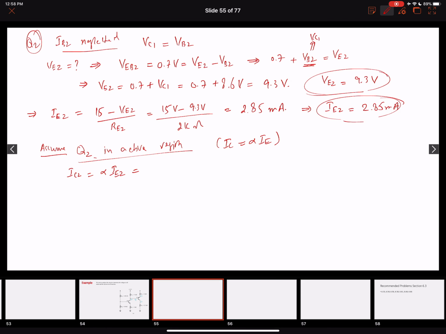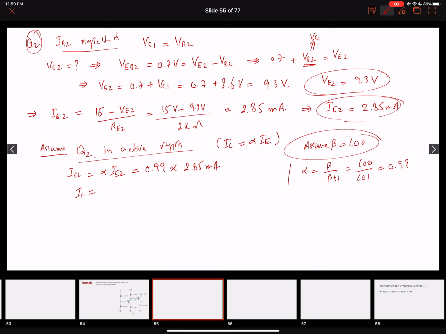So I'm going to assume beta to be 100. Once we assume beta to be 100, alpha equals beta over beta plus 1, 100 over 101, which comes out to be 0.99 approximately. So we get 0.99 multiplied by IE2, 2.85 milliamperes. The answer for IC2 will be 2.82 milliamperes. So this is the value of the collector current.